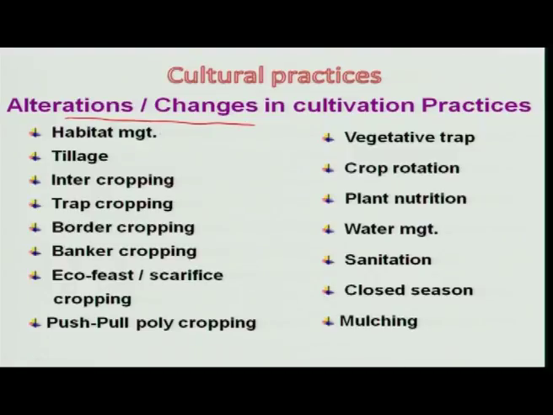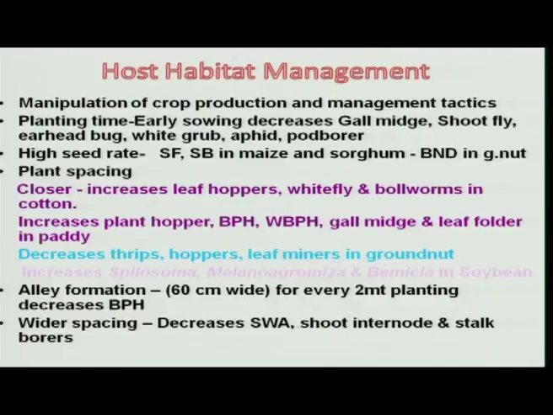Some of the cultural practices to list down, I have a series here. We will go one by one and try to understand how exactly they influence the population. Host habitat management. Host, in the sense, is the crop, a particular crop of the location. So, here the manipulation of crop production and management tactics are included.